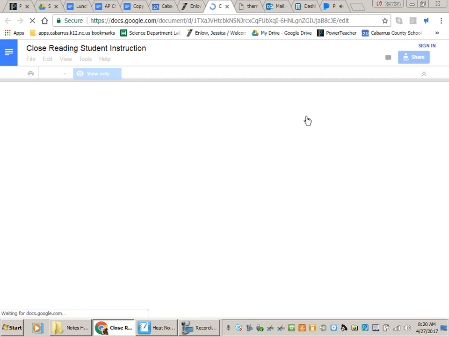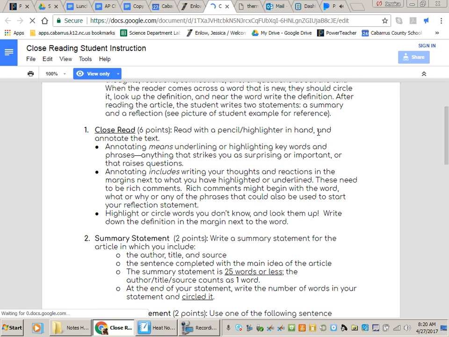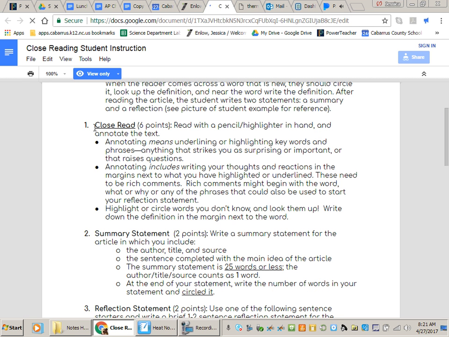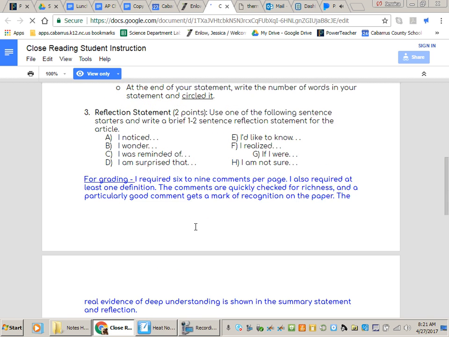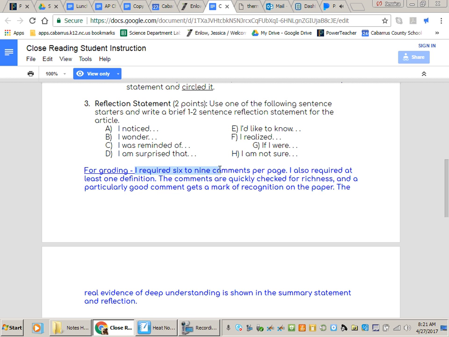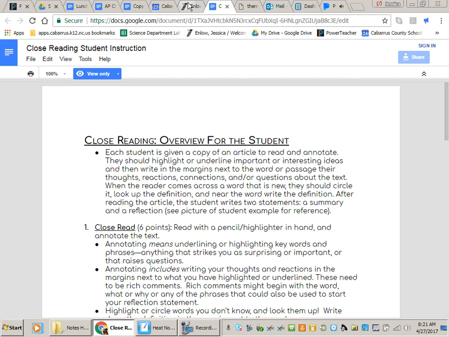So it gives you some information, close reading, annotations, and that's 6 points worth, so be very thorough. Summary statement is 25 words or less, and the reflection is just 1 to 2 sentences. And this says to use a couple of these things, like I wonder, I think, I realized. Those are just interesting stems. But this, I told you guys just to have rich comments, and I'm happy. Okay? Rich comments.